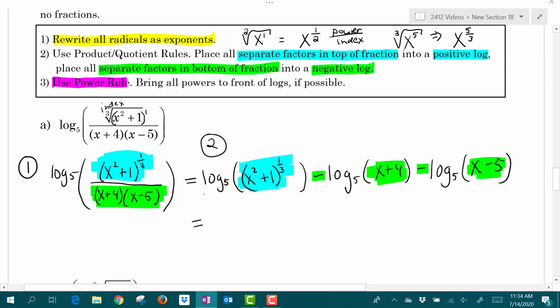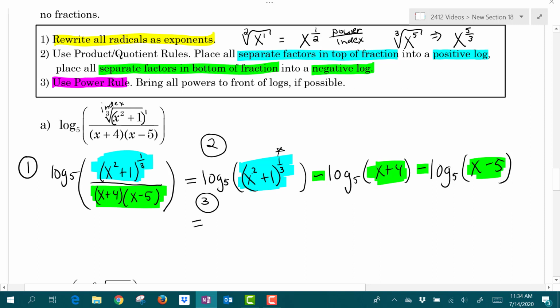Step 3, we're going to use that power rule. And the power rule says that when you look into all the logs that we have now, do you have a log that has everything on the inside raised to the same power? And if you do, you're allowed to multiply that power out front of the log. So the first log says log base 5 of (x squared plus 1) to the power of 1/3. Everything inside is being raised to the power of 1/3.